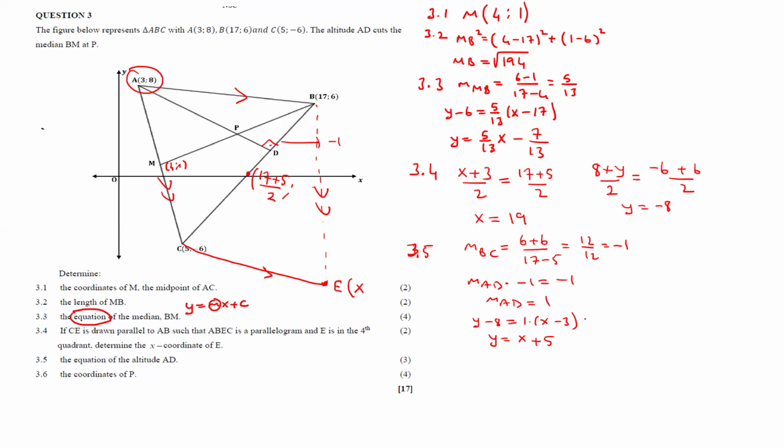Won't the gradient of BC be equal to 1? You're right, I made a mistake there. Thank you. That would be 1. So the gradient of BC is 1, and the gradient of AD would be negative 1. That will change this one now, negative 1. So positive 3, that's going to be negative x plus 11.